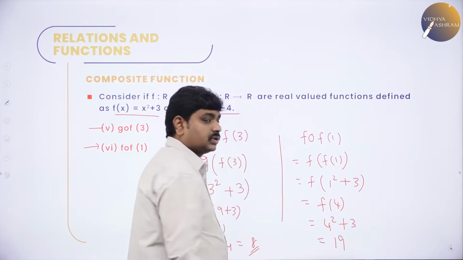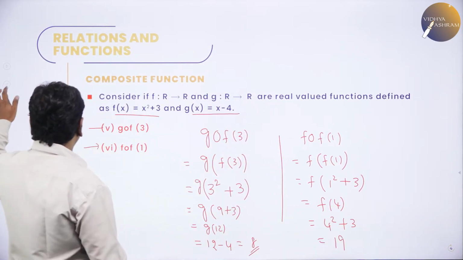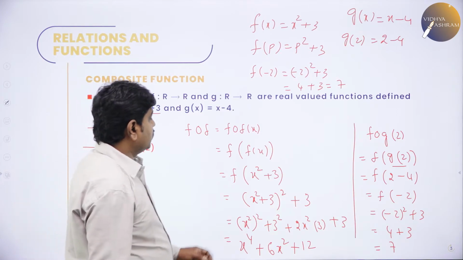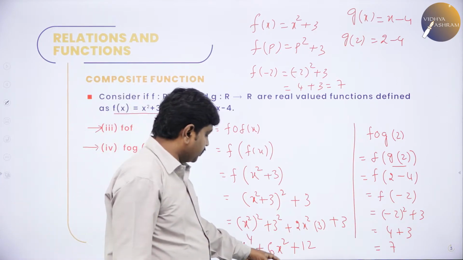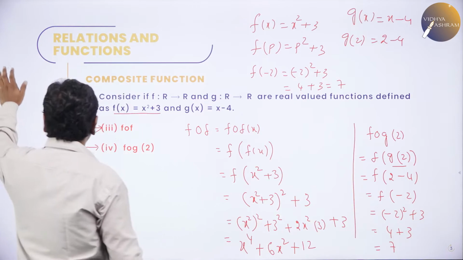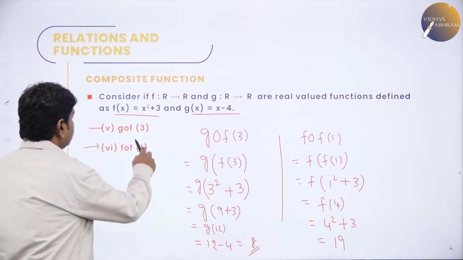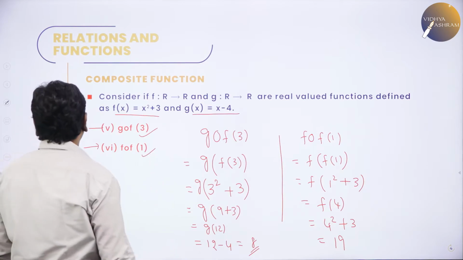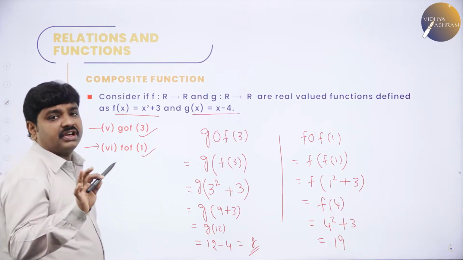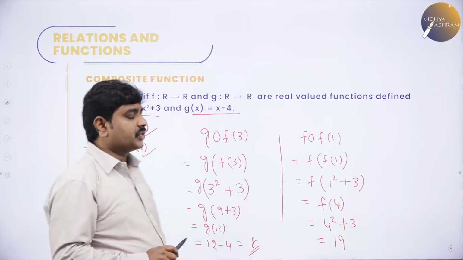19. And the other method is, see, if you refer the past case, we got FOF. What is FOF? X power 4 plus 6x square plus 12. In this, if you substitute, you will get the same. Now you know how to find g of 3, you know how to find f of 1. So this is the method of finding composite function values.